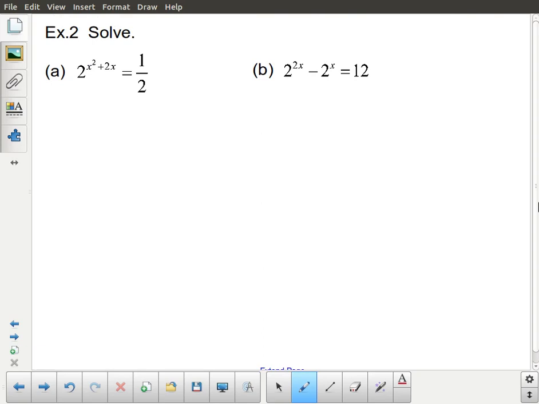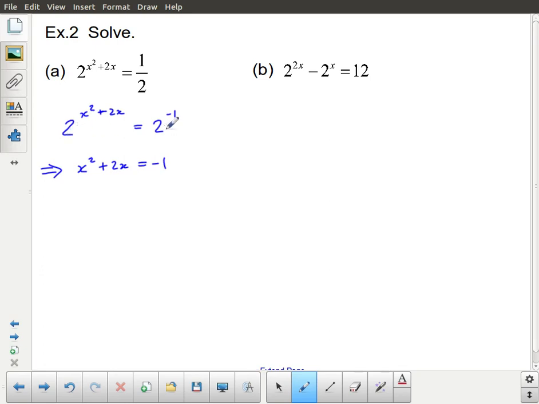Okay, same idea, but now I've introduced a quadratic in this exponent. So I'm still going to use the same principles. I'm going to rewrite the left side. Nothing I can do with that for now. So that becomes 2 to the exponent x squared plus 2x. But I'm going to take 1 over 2, and rewrite that as 2 to the -1. That implies that x squared plus 2x equals -1.